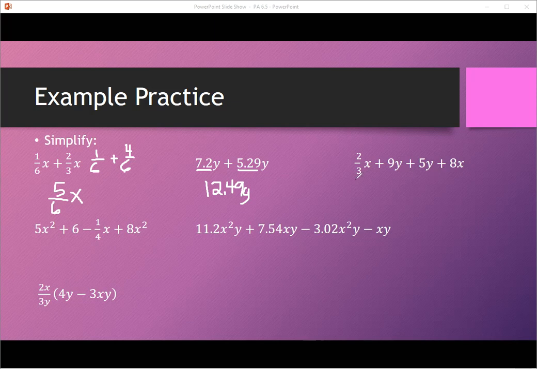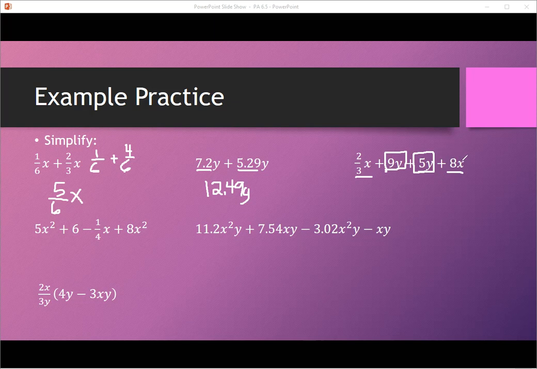For the third one, you can see I have different terms. So I'm going to add together 2/3 x and the 8x because both of those have the same variable of x with the same exponent. Then I'm going to add together the 9y and the 5y because both of those have the same variable with the same exponent. So when I go to add together the 2/3 and the 8, I end up with 8 and 2/3.